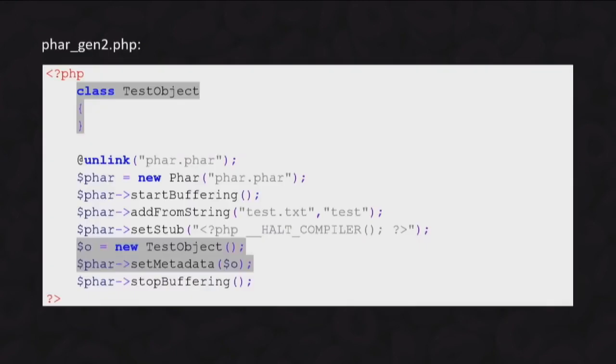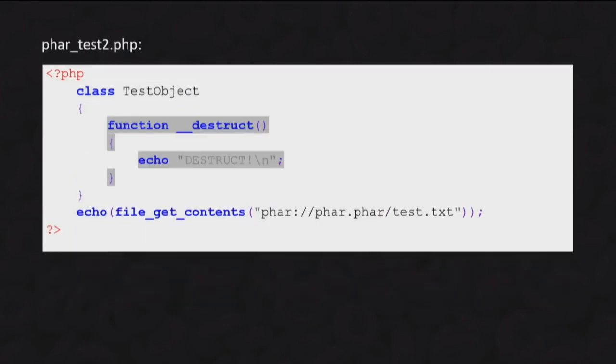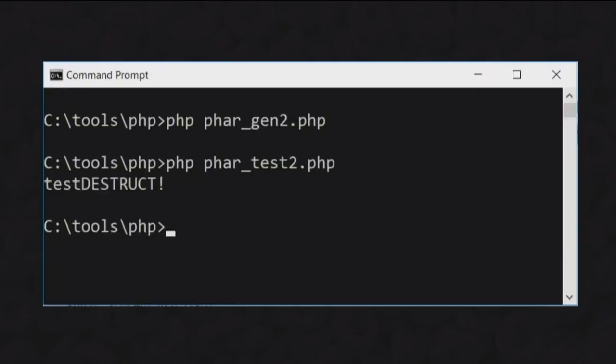I wrote a simple test program which defines a class called TestObject and sets the metadata to an instance of this class. Then I wrote another test program which defines this class again, but this time includes a destructor, so that if this object is unserialized and then destroyed, we would see the destructor get executed. And I tried my silly test program, and much to my surprise, it actually worked. And I guess if I hadn't told you all this was coming, you'd probably go something like this.